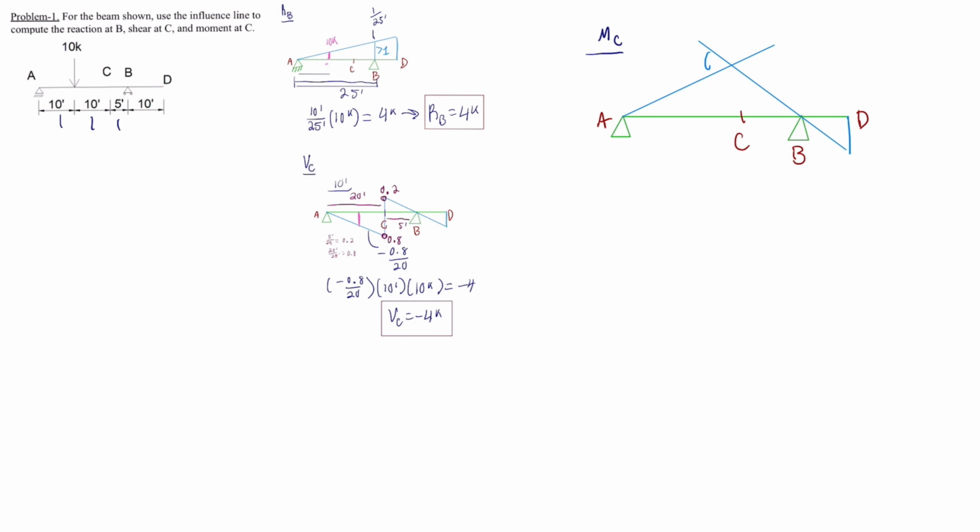And we know that when we draw the influence line for the moment, this is 1 unit, and as well as this is 1 unit. In order to solve for this distance here, we will use angles and we will use the parallel lines.